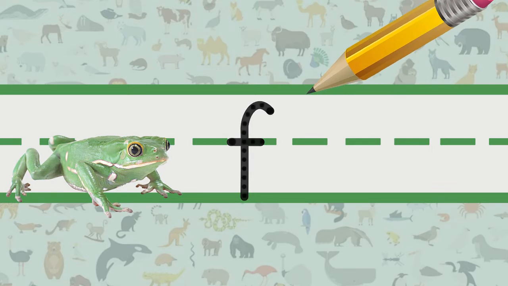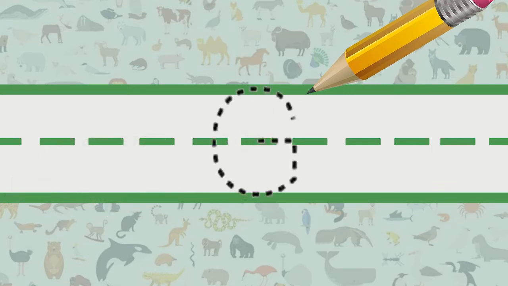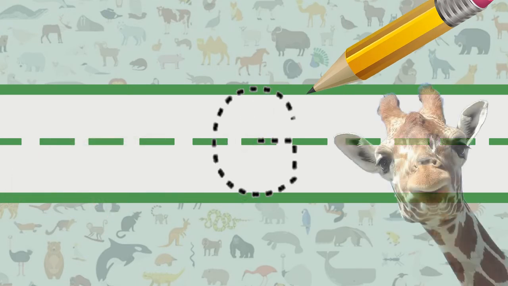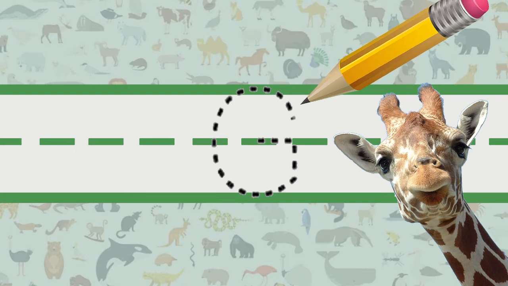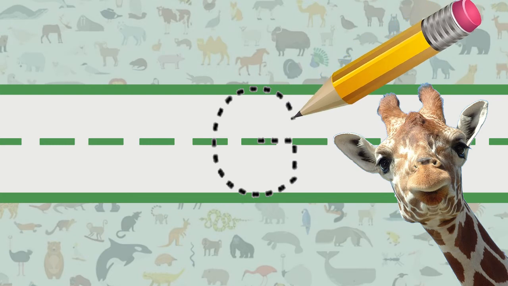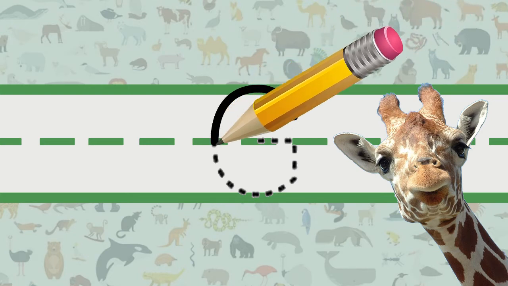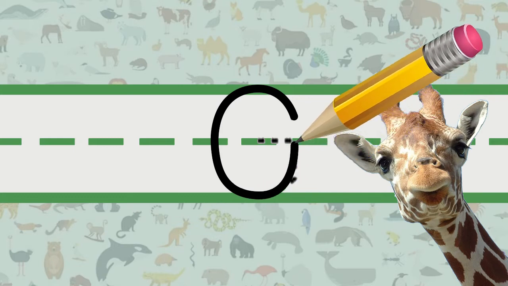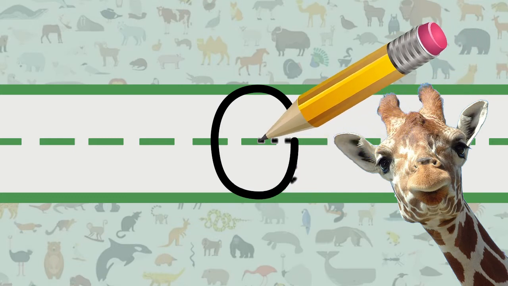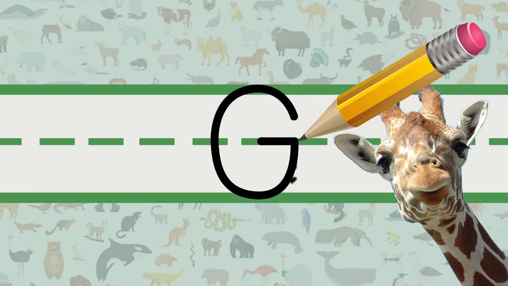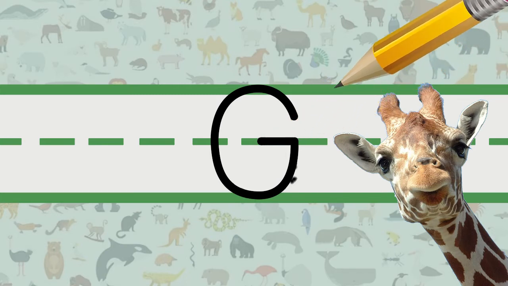Good job! Let's write the letter G. G is for giraffe. For capital G or big G, start at the top in the corner and draw a curved line down to the bottom and back up to the middle. Then draw a straight line in the middle from left to right. Good job! Let's do that again.